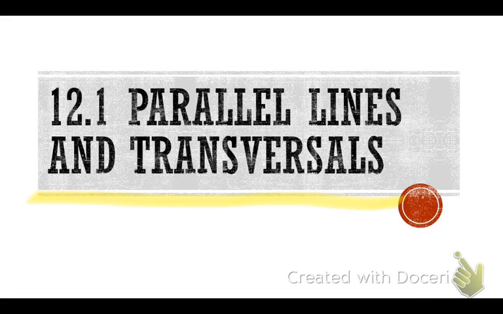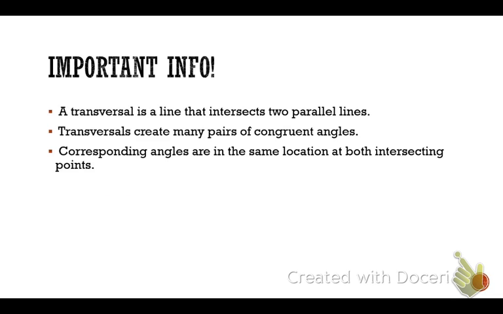And then a transversal actually intersects, so it crosses those two parallel lines. So that's what a transversal is. And when that happens, a transversal creates many pairs of congruent and corresponding angles. And we're going to talk more about that in a minute. You do not have to write down this third definition because it's actually now on the next slide. Okay, so just write the two basic facts that we know about transversals.